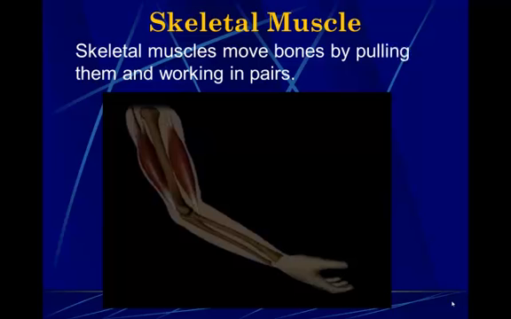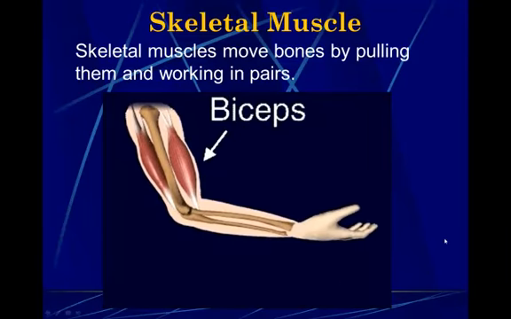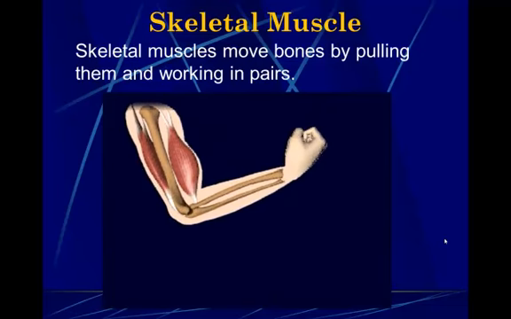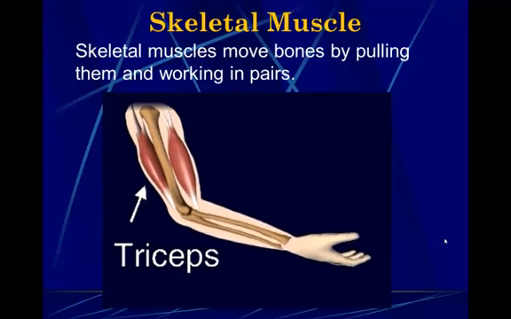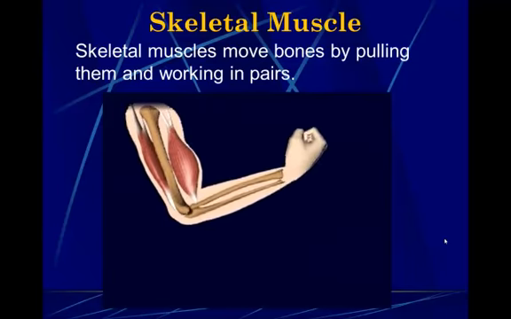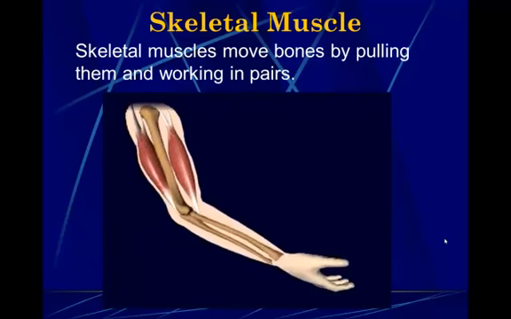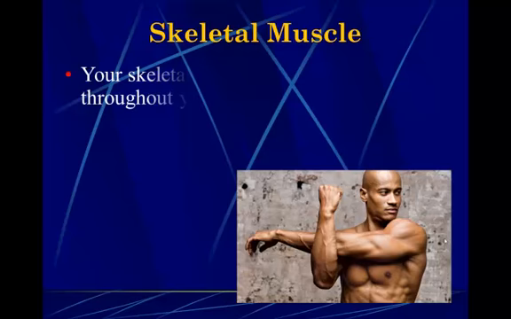Skeletal muscles move by pulling and working in pairs. When the biceps muscle contracts, the lower arm is moved upward. When the triceps muscle on the back of the upper arm contracts, the lower arm moves downward. Muscles work in opposing pairs, like the biceps-triceps pair, to move bones. Notice they're getting shorter and longer.